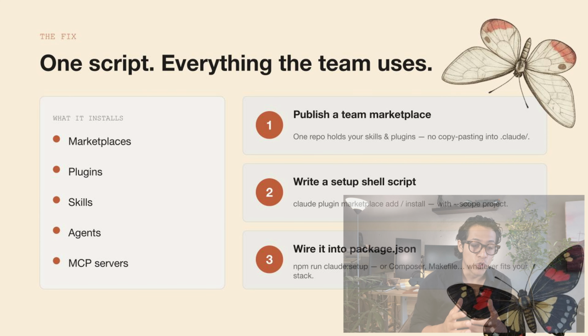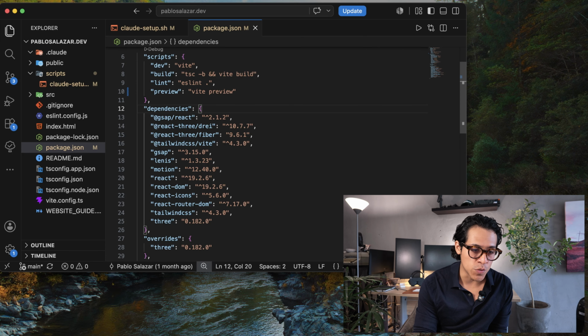So this is where the solution comes in. The main idea is to provide a single command that helps everyone on the team to set up their required skills, agents, MCP servers, plugins, marketplaces, and AI tools. So for this project, I'm using npm as a package manager, but you can use any tool that fits your technology stack. For example, if you are using PHP, you can use Composer. If you are using Go, you can use a Makefile.